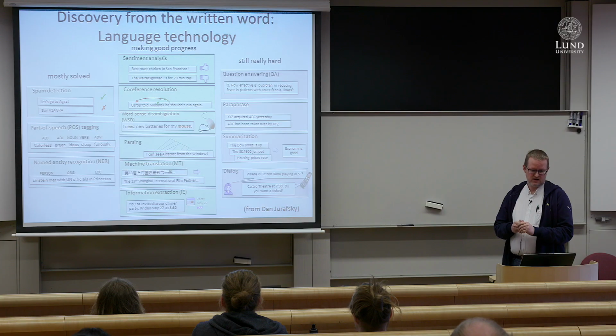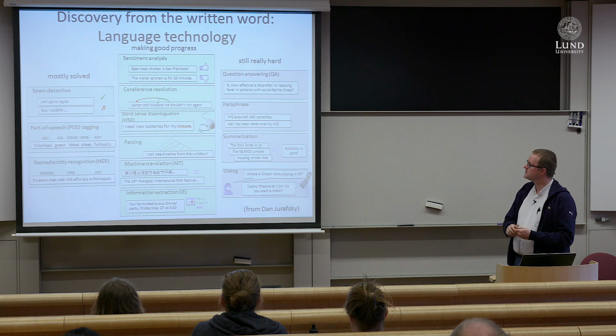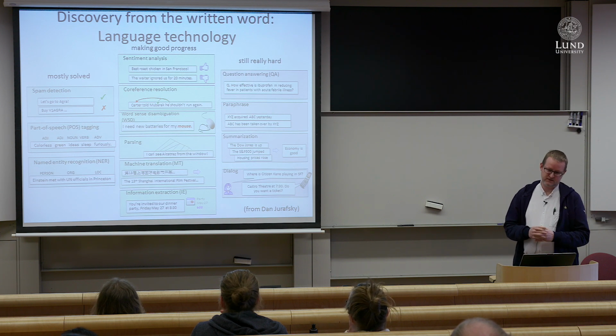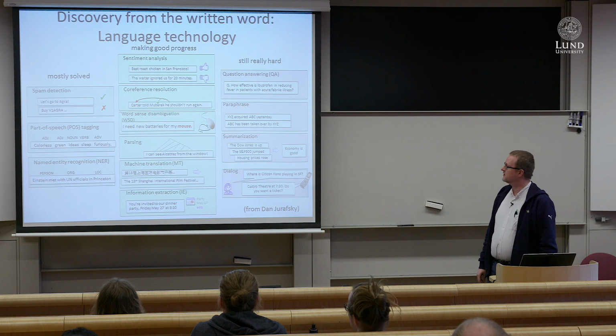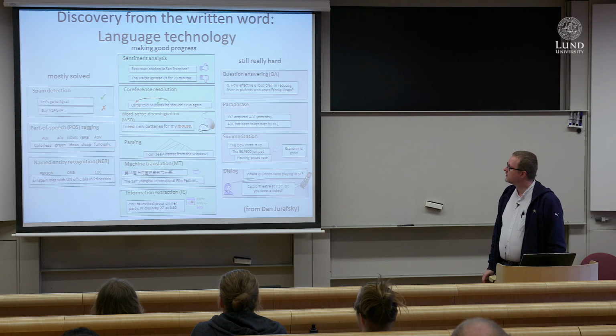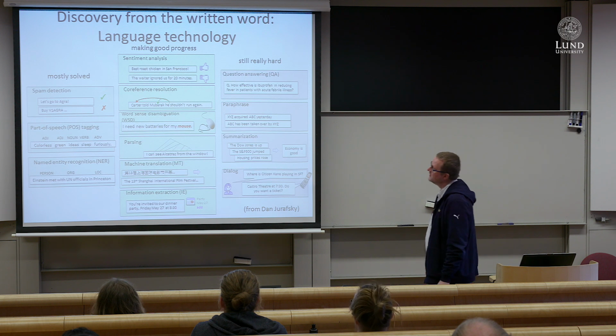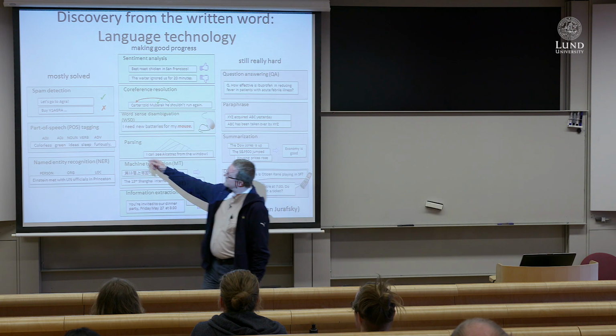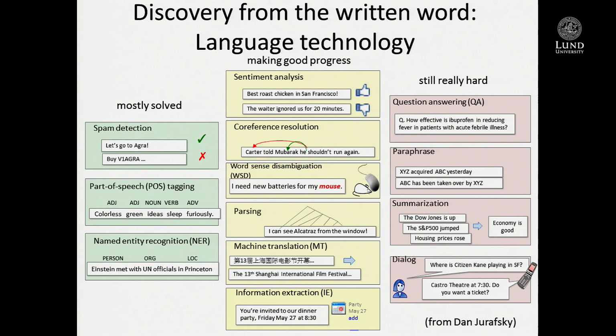But let's start with saying something about what this is. This is language technology, how you deal a lot with language. And this is a good summary, I think, of progress in different fields and how far we are in each. So you can see that mostly solved, for instance, is spam detection, that works quite well. Something called part of speech tagging, saying which word class a word has, and named entity recognition are fields that are considered solved.